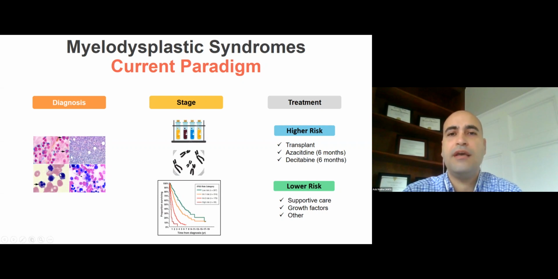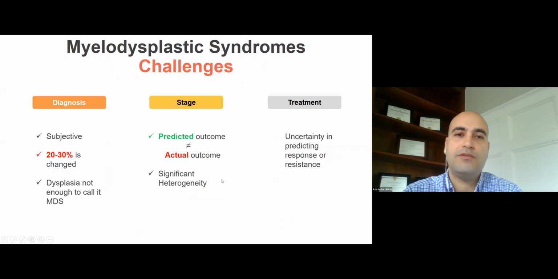So as you know, today, the way we diagnose the disease, we take a bone marrow biopsy, we put it on a slide, we identify dysplasia, and that's MDS. The next step is to stage the disease, and our staging systems are the International Prognostic Scoring System, or IPSS, or the revised version of IPSS, which is IPSS-R. The reason we do that is because we want to obviously divide the patients into higher risk disease and lower risk disease. And as you know, the treatment algorithms are different for those two groups of patients.